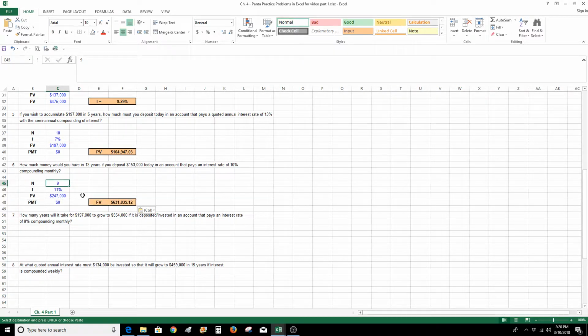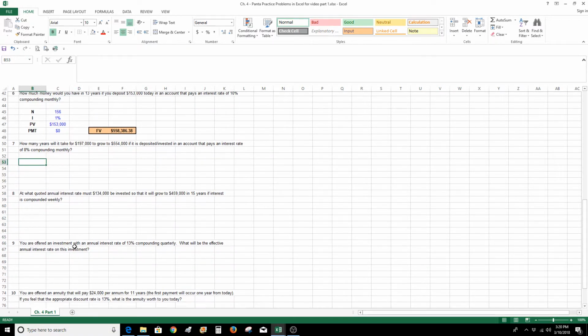All right, so it's looking at 13 years, but it's compounding monthly. So you're going to multiply by 12 because there's 12 months in a year. And it's an interest rate of 10%, so equal 0.10 divided by 12 because there's 12 months in a year. And then the present value is $153,000. Okay? So that gives us a future value of $558,386.38.